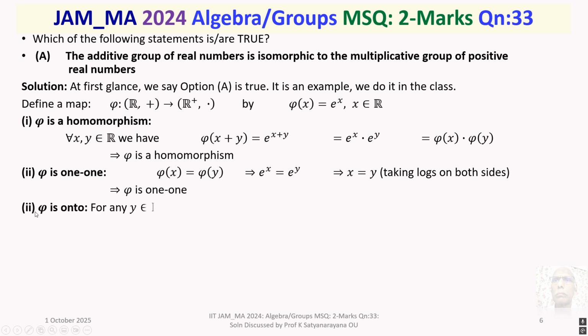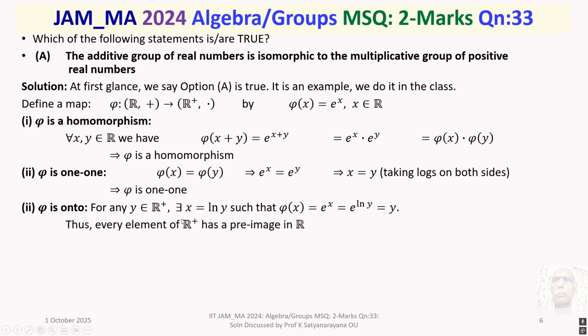And the third one, phi is onto. For any y belongs to R plus, the codomain, there exists an x which is equal to ln of y in the domain R, such that phi of x is equal to e to the power of x is equal to e to the power of ln of y is equal to y. So thus every element of R plus, the codomain, has a pre-image in the domain R. So this shows phi is onto.